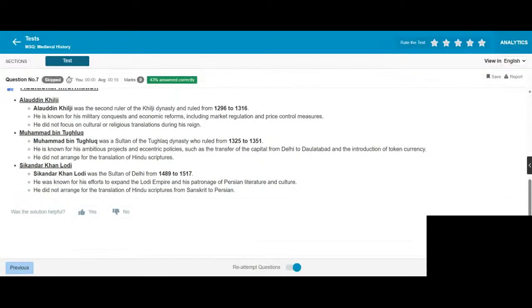Alauddin Khilji was the second ruler of the Khilji dynasty and ruled from 1296 to 1316. He is known for his military conquest and economic reform, including market regulation and price control measures. He did not focus on cultural or religious translation during his reign.